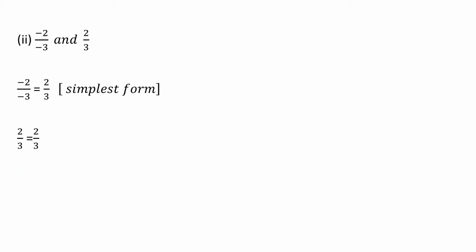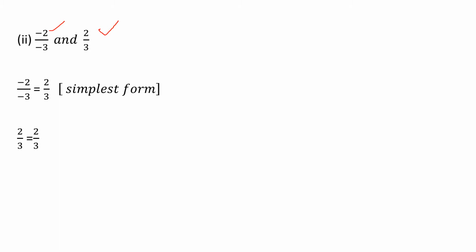In this problem, you can see minus 2 by minus 3 and 2 by 3. Here it is already given in the simplest form. Why? Can I cancel it again, children? This minus 2 by 3 and this 2 by 3, can I cancel it again? No, right? I cannot cancel. Their only common factor is 1. So the given question is already in simplest form, or we can say standard form.